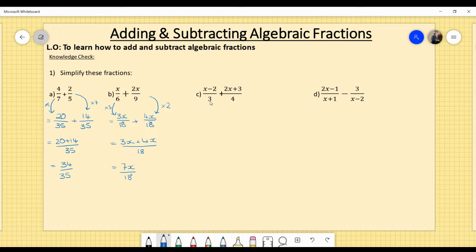But it's still the same process where I need to have a common denominator. So this time I've got the numbers 3 and 4. And so a good common denominator for these two would be 12. And therefore for my first fraction, I've multiplied everything through by 4. So I'm going to show that I'm doing that using brackets. So I want 4 lots of x minus 2. And for my second fraction, I've multiplied everything through by 3. So again, I'm going to use brackets. So I've got 3 lots of 2x plus 3.